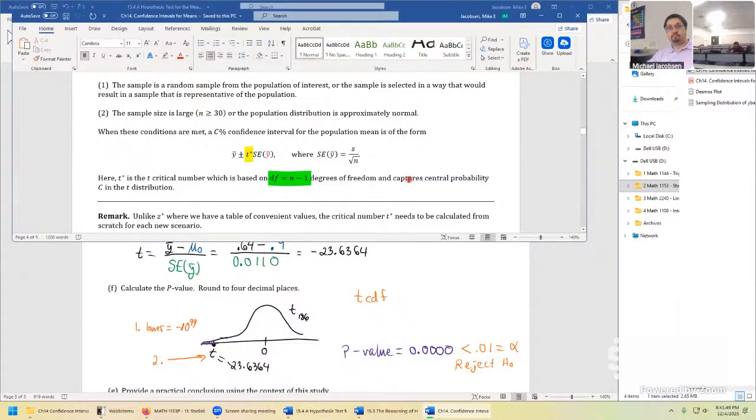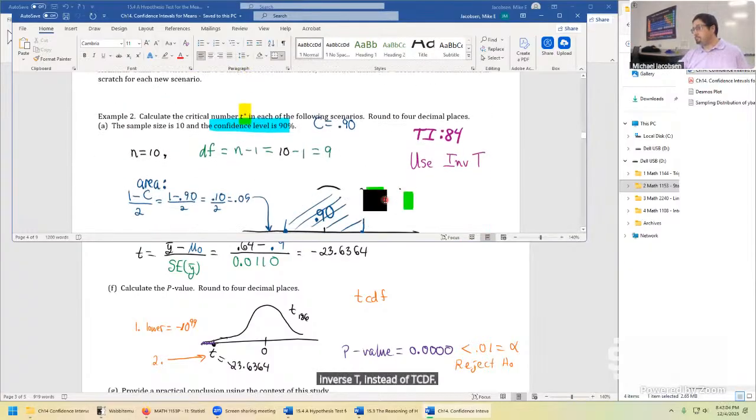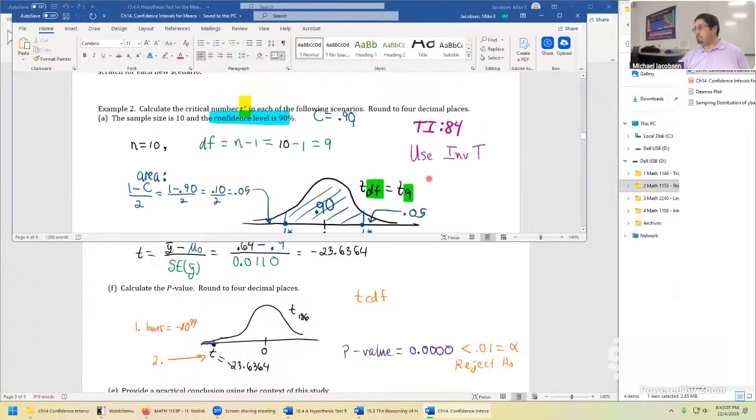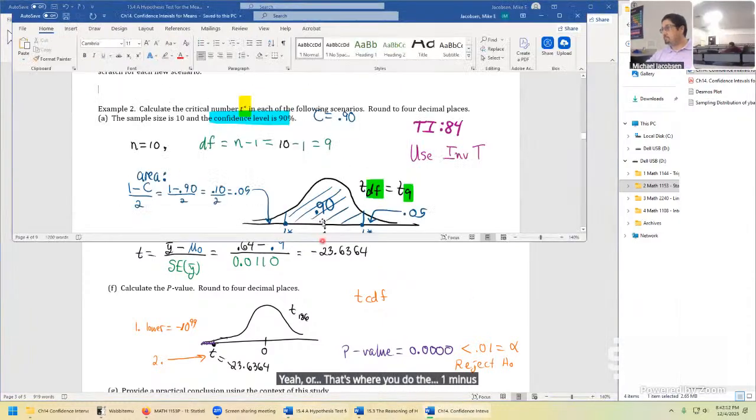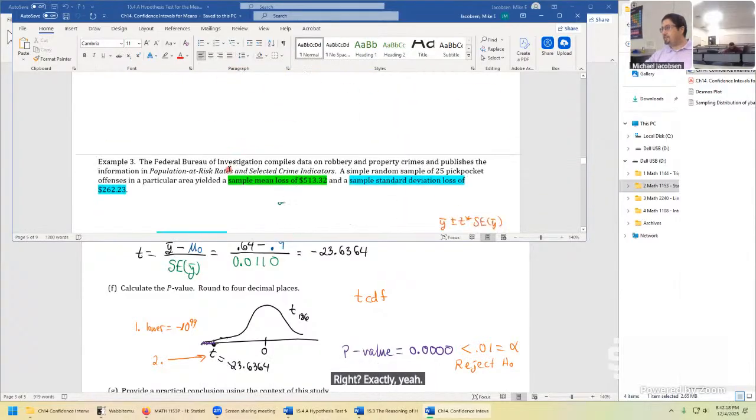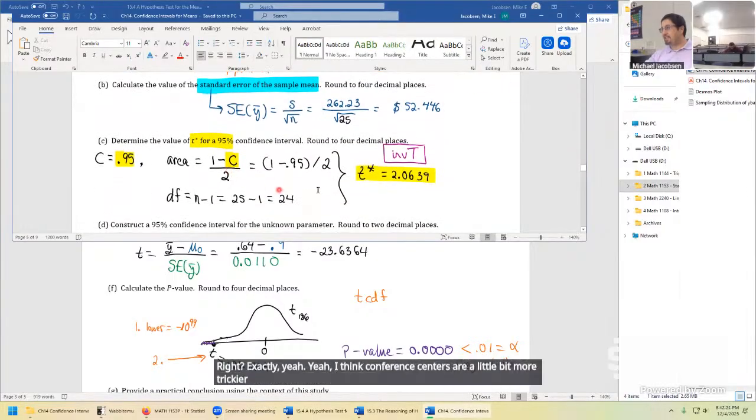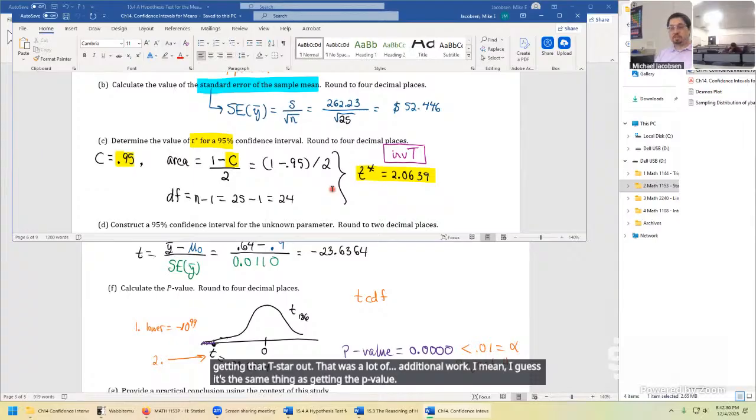Yeah, when we used the E star. Yeah, exactly. And getting that t star, we had to use inverse t instead of t CDF. And that's where you do the 1 minus the confidence level divided by 2, right? Exactly, yeah. I think confidence intervals are a little bit trickier for that reason. Getting that t star out was a lot of additional work. I guess that's the same thing as getting the p-value, just inverse t as opposed to t CDF.